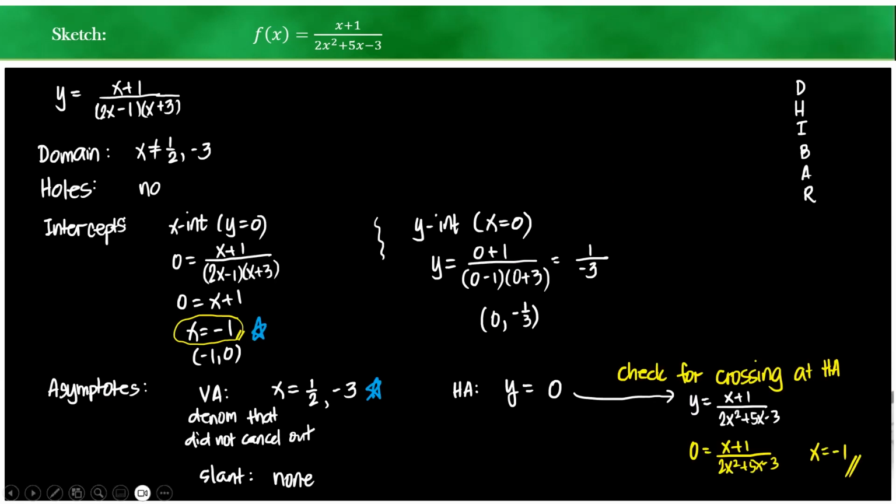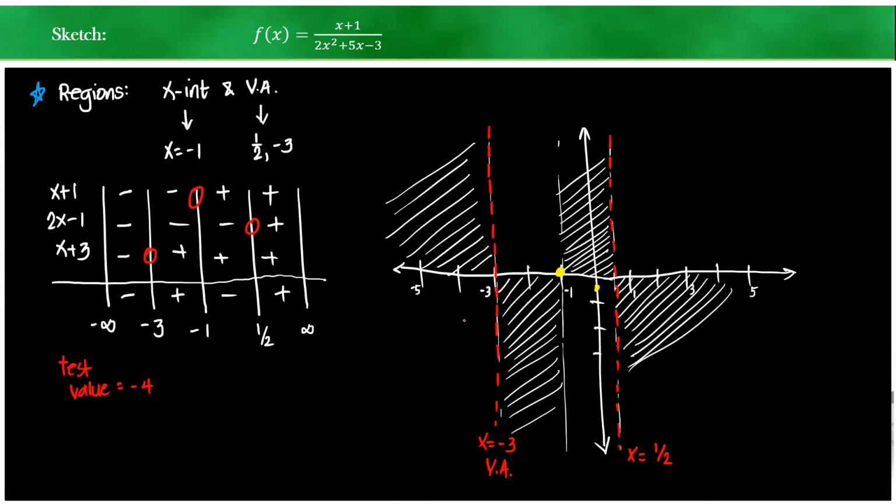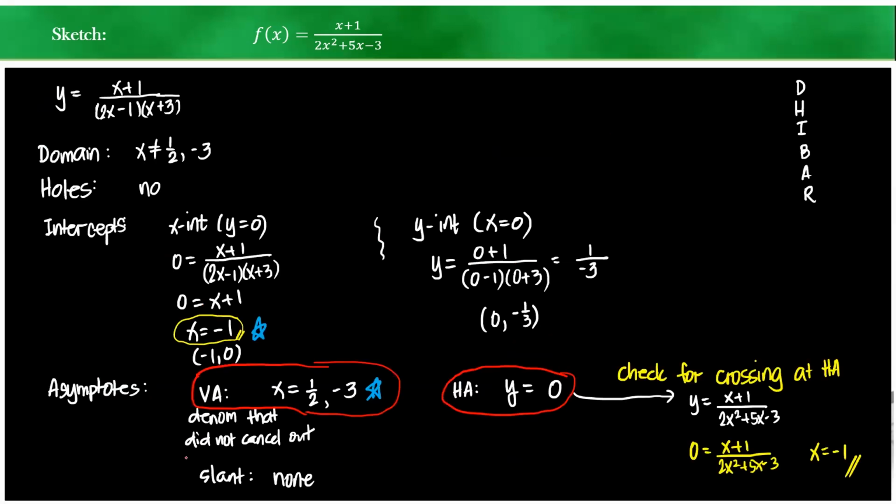Now, do we have any horizontal asymptotes, guys? Yes. So my asymptotes are the vertical asymptotes and the horizontal asymptote, in red, y equals 0. All my asymptotes, I'll make them dotted lines in red. Okay. Now, I'm done. I have no slant asymptote.